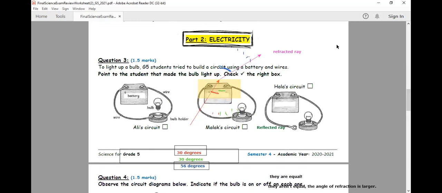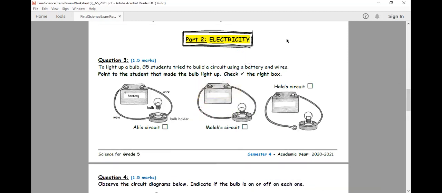Easy ones. To light up a bulb, grade 5 students try to build a circuit using a battery and wires. Point to the student that made the bulb light up. Check the right box. Look at Ali's circuit.